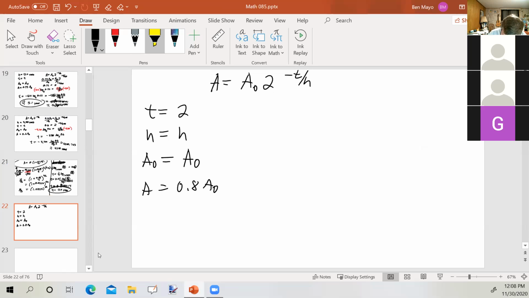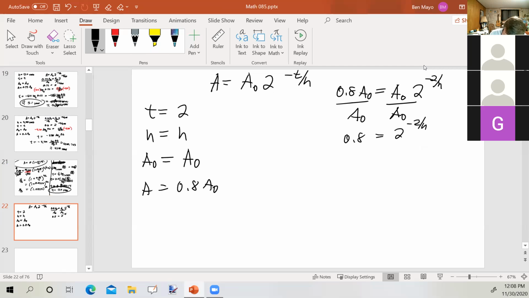So our equation becomes 0.8 A sub 0 equals A sub 0 times 2 to the negative 2 over H power. We're going to divide both sides by A sub 0. 0.8 equals 2 to the negative 2 over H power. We're going to change this to a logarithmic equation. Log base 2 of 0.8 equals negative 2 over H.